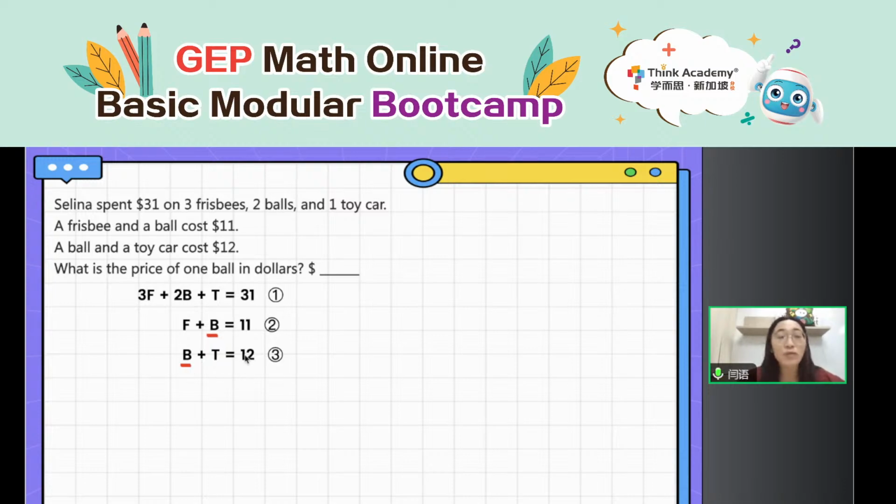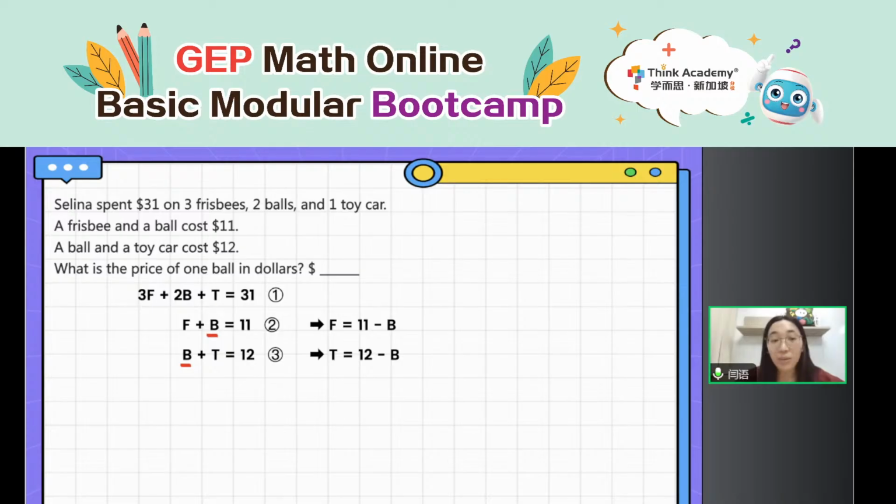Well, you can see that for both the frisbee and the toy car, they are related to the price of the ball. So what if we try to replace both of the prices here by the ball? Then for one frisbee, it should be equal to 11 minus B, right? And what about for one toy car? That is 12 minus B.